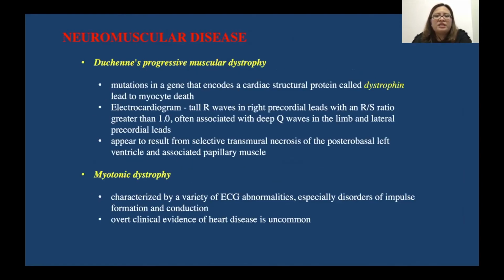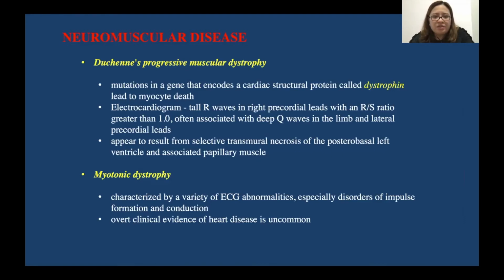For neuromuscular diseases causing cardiomyopathy, one is Duchenne's progressive muscular dystrophy. This is a mutation in a gene that encodes a cardiac structural protein called dystrophin, which leads to myocyte death. The ECG finding is a tall R wave in V1 to V3 with an R to S ratio greater than 1. There are associated deep Q waves in the limb and lateral precordial leads. This results from the selective transmural necrosis of the posterobasal left ventricle and associated papillary muscle.